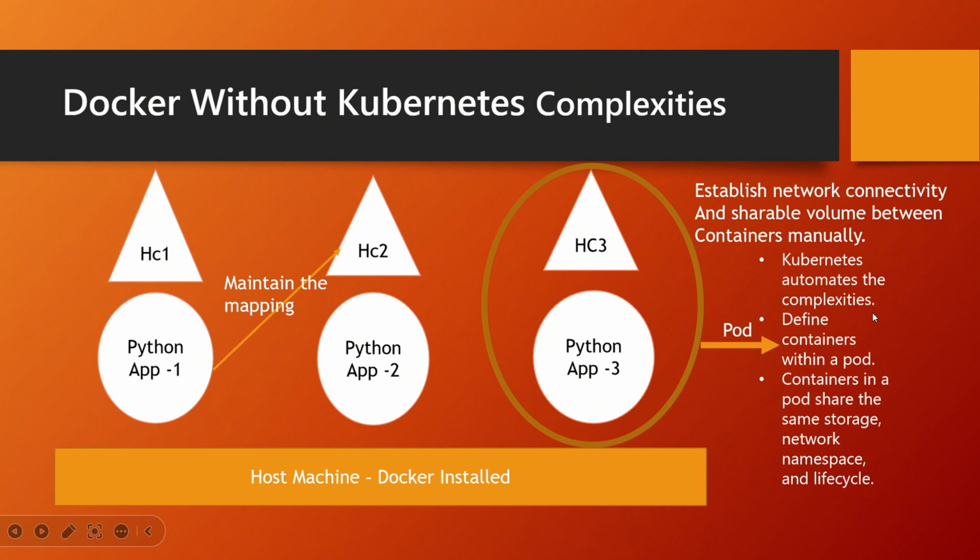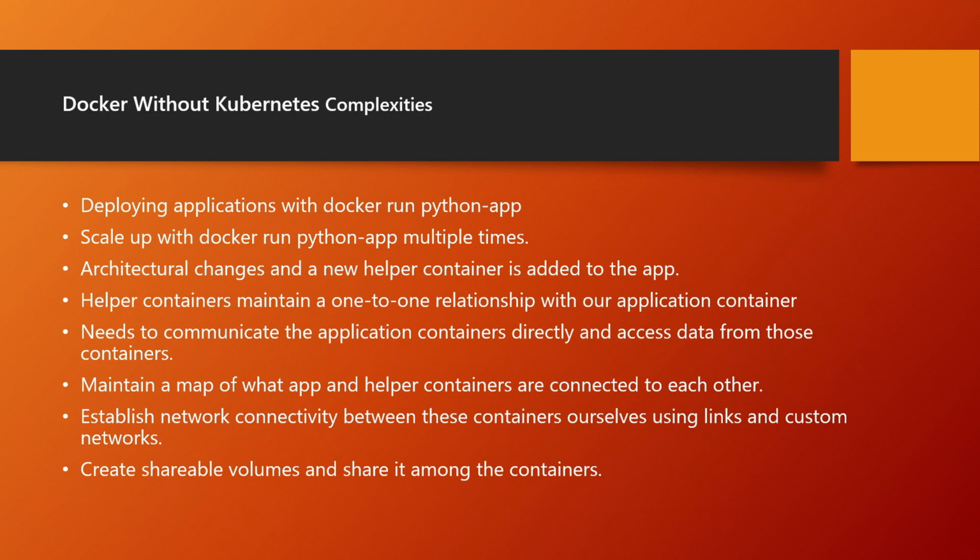Kubernetes automates the complexities. It defines the containers within the pod, and the containers in the pod share the same storage, network space and the lifecycle, everything, right? So you understood what issues you were facing in Docker, and that got resolved within Kubernetes, right?